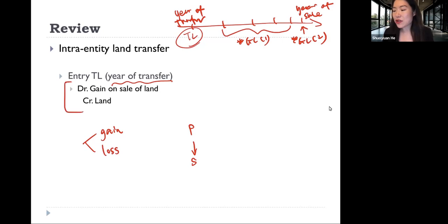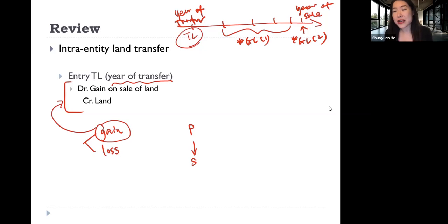The consolidation entry we're talking about here is just for the situation where the parent is selling the land at a gain. Using this consolidation entry, we eliminate the unnecessary gain, because you are selling to yourself, which shouldn't be recognized once the two firms are combined. So we need to eliminate it by debiting gain on sale of land.